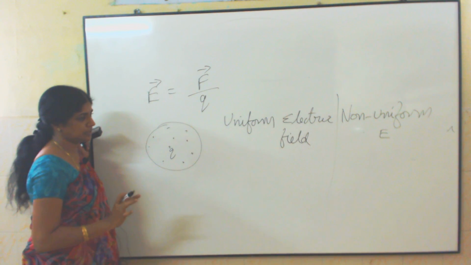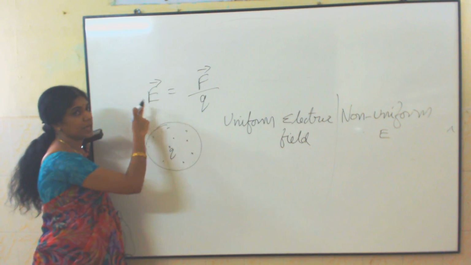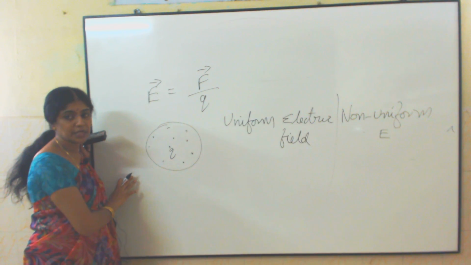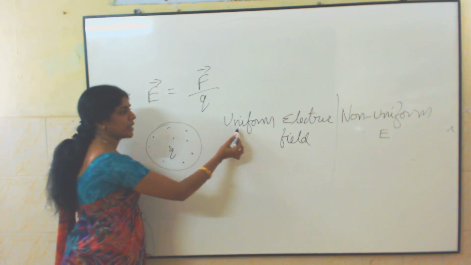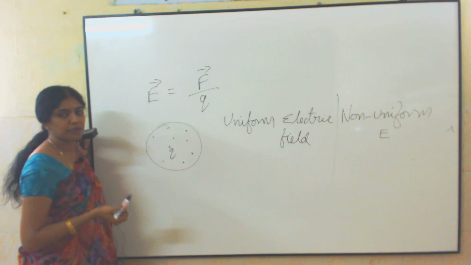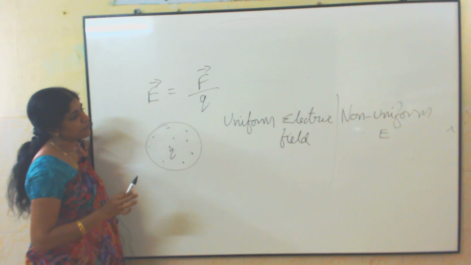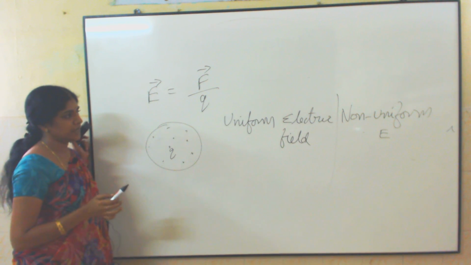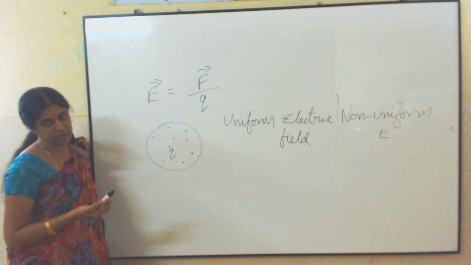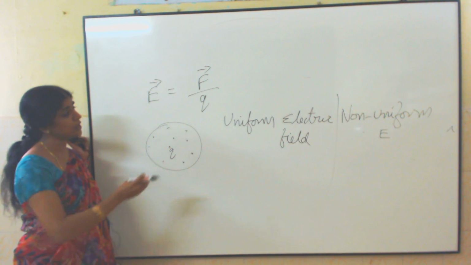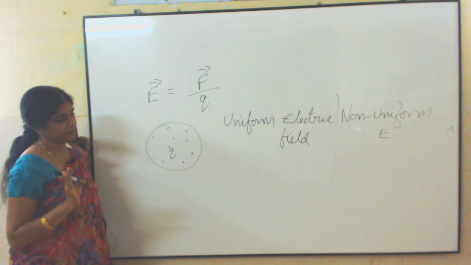In a uniform electric field, the electric field intensity will have the same magnitude and direction. So how will be the electric field intensity? In a uniform electric field, it will have the same magnitude and direction. Example for this uniform electric field is the parallel plate condenser. Parallel plate condenser is a very good example for uniform electric field.